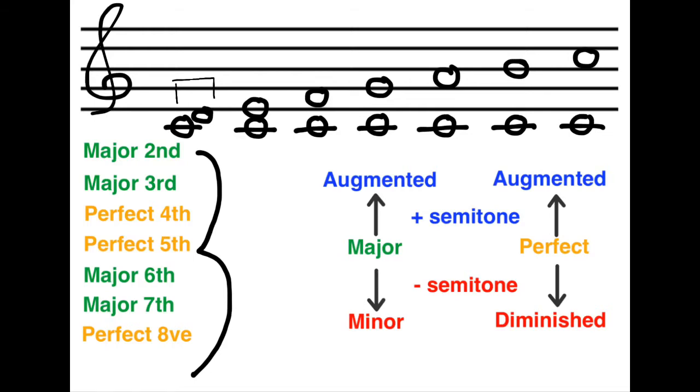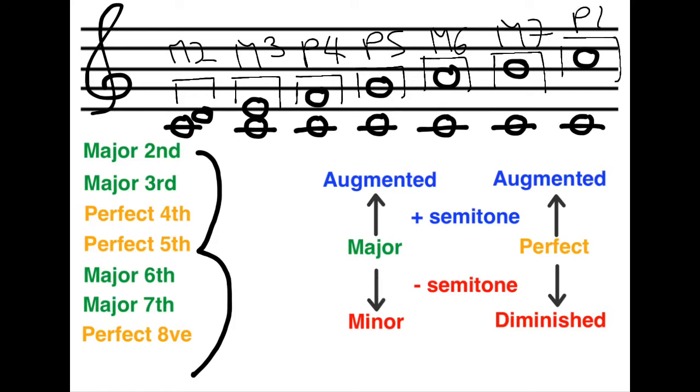So C to D is a second, and as we just worked out, D is part of the C major scale, so that would be known as a major second. Sorry, I'll write it a wee bit thinner before I run out of room. So yeah, that would be a major second. C to E is a third, so that would be a major third. C to F is a fourth, so that is a perfect fourth. C to G is a fifth, so that's a perfect fifth. C to A is a sixth, so that's a major sixth. C to B is a seventh, so that's a major seventh. And C to C is an octave, so that's a perfect octave.